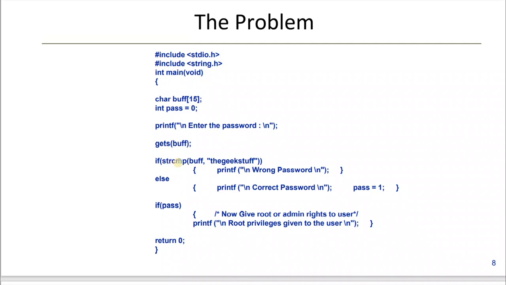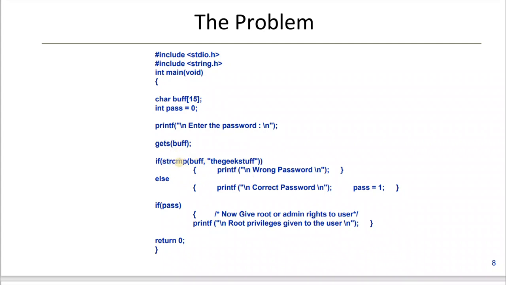Then if strcmp buff the geek stuff. Okay, so the geek stuff is the password. All right, if whatever is inside the buffer equals to the geek stuff, يعني if this is true, it will pass. If it is wrong, يعني if the contents of the buffer does not equal the password, it will be a wrong password. Okay? Else, it will be a correct password.